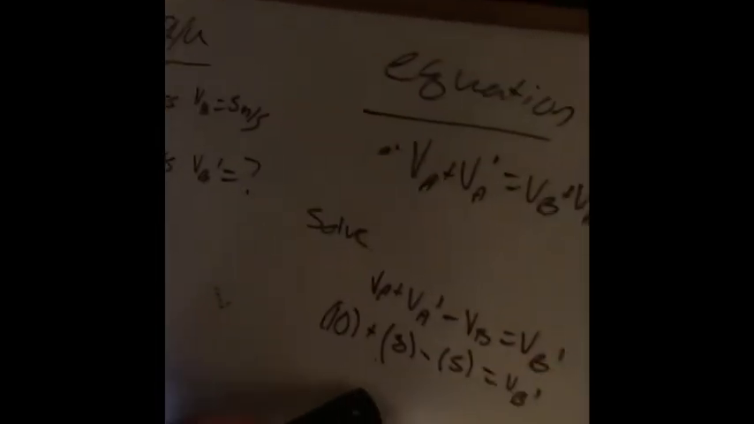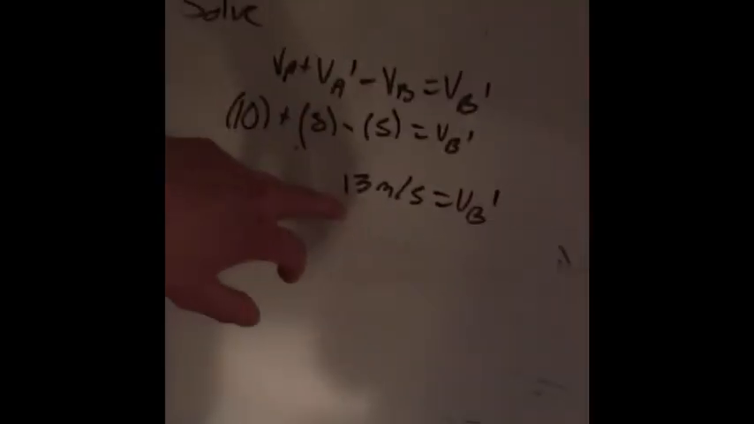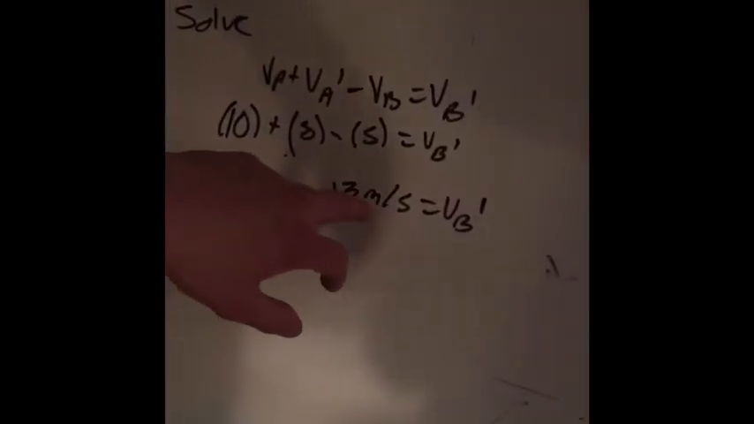With this equation, I substituted all the values. For VA, I substituted 10. VA prime, I substituted 8. And then for VB, I substituted 5. When you simplify the equation, you then get 13 meters per second.